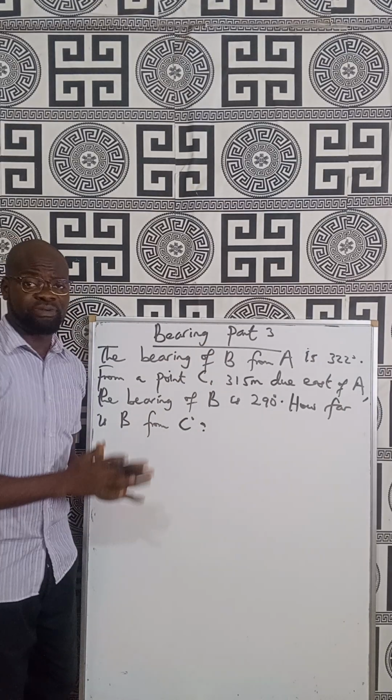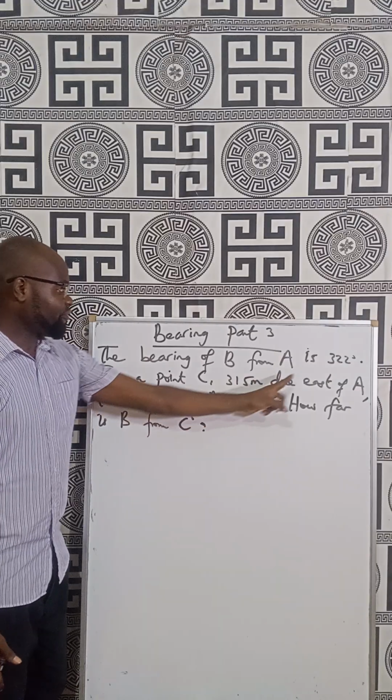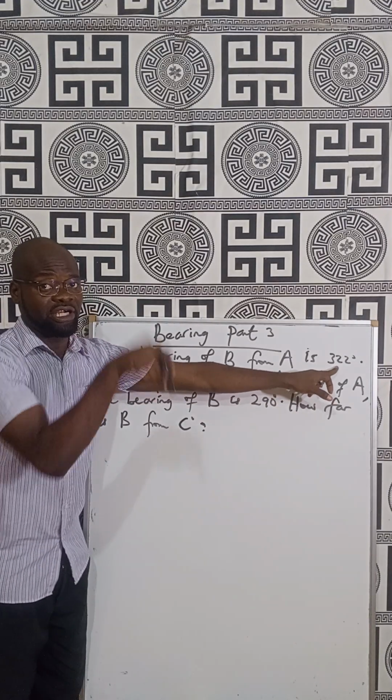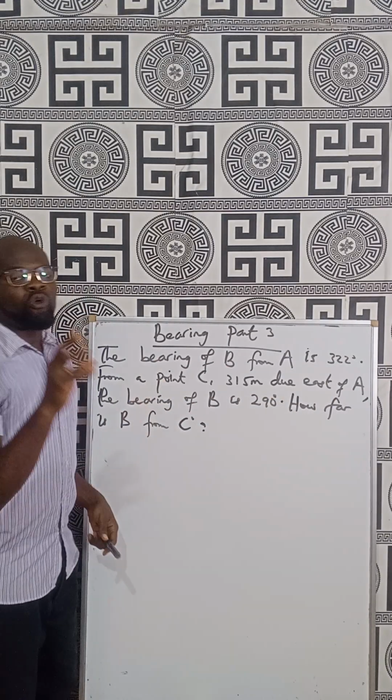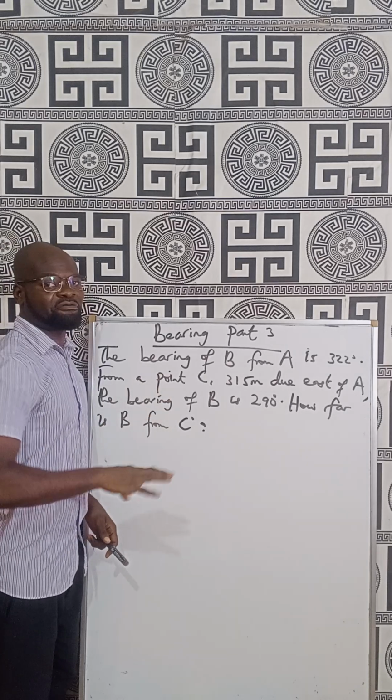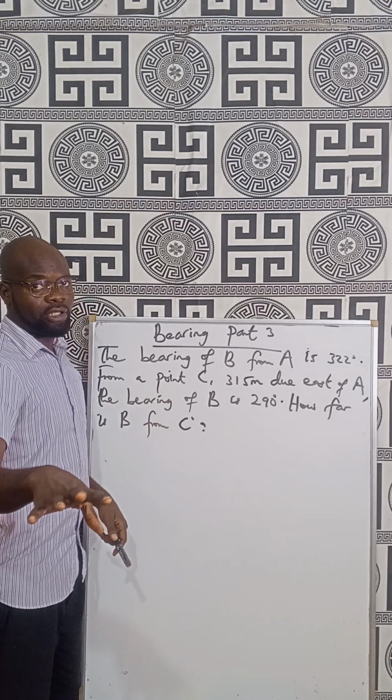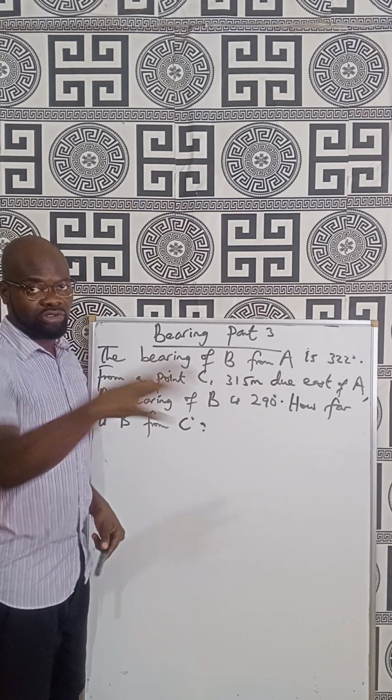So this is a surveyor's bearing. Like we said, you start from the north in the clockwise direction. But listen, whenever you are given a question on bearing, you have to sketch it somewhere. You understand now? Sketch it somewhere before you do it.